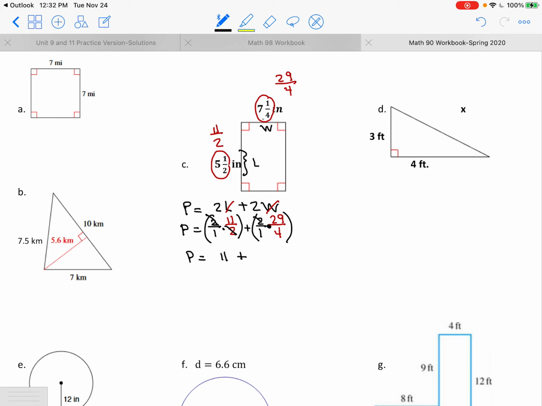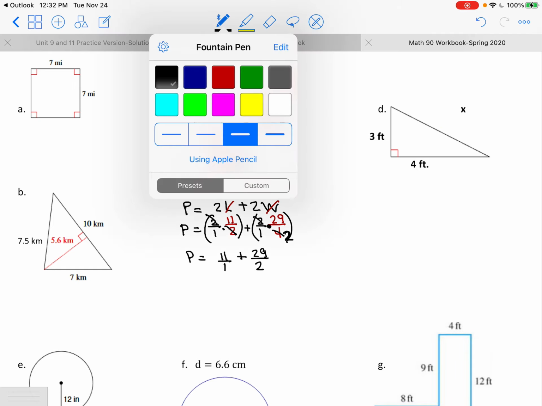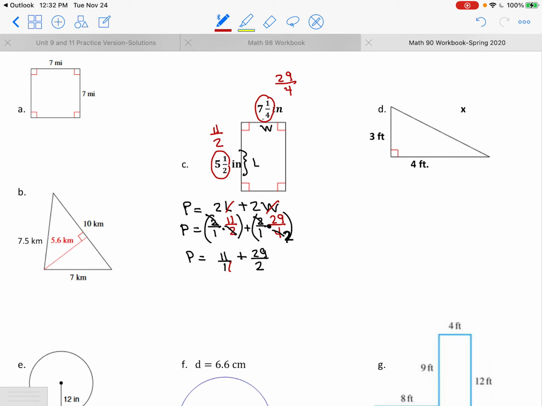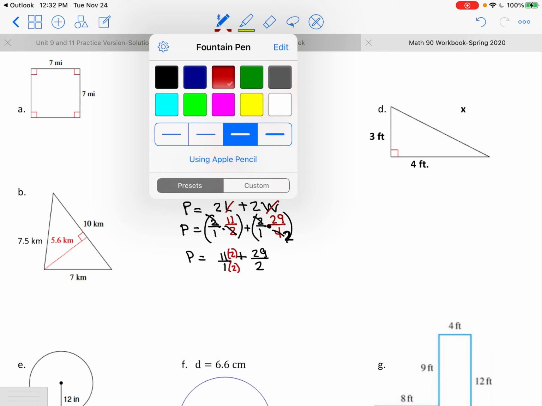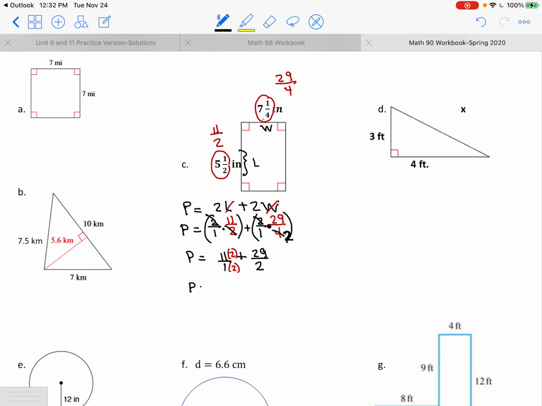Plus we've got the 2 that would cancel out with the 4, leaving a 2 down below, so 29 halves. And since we still have fractions, I've got to put that back over 1. This is a lot easier to deal with using a common denominator of 2, so we're just going to multiply top and bottom by 2. So perimeter is going to be 22 plus 29 halves, which is going to be 51 halves. So perimeter is 51 halves.